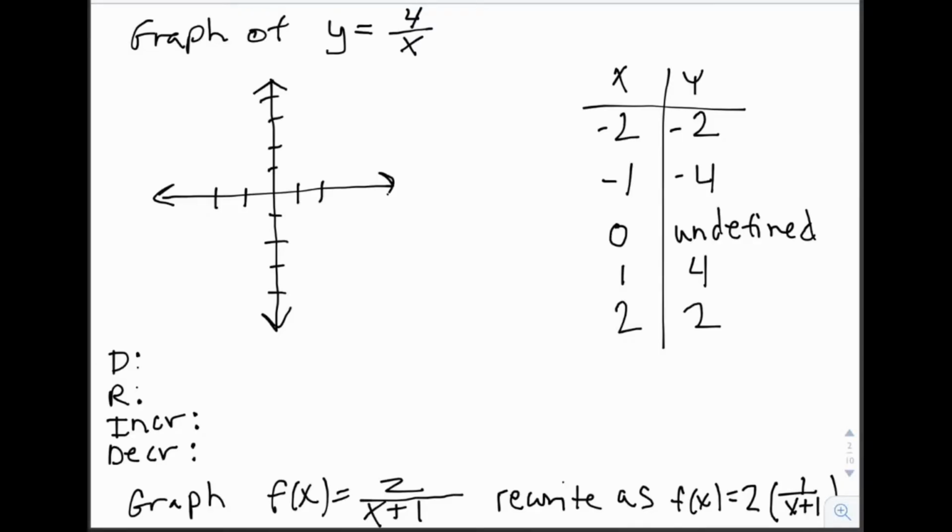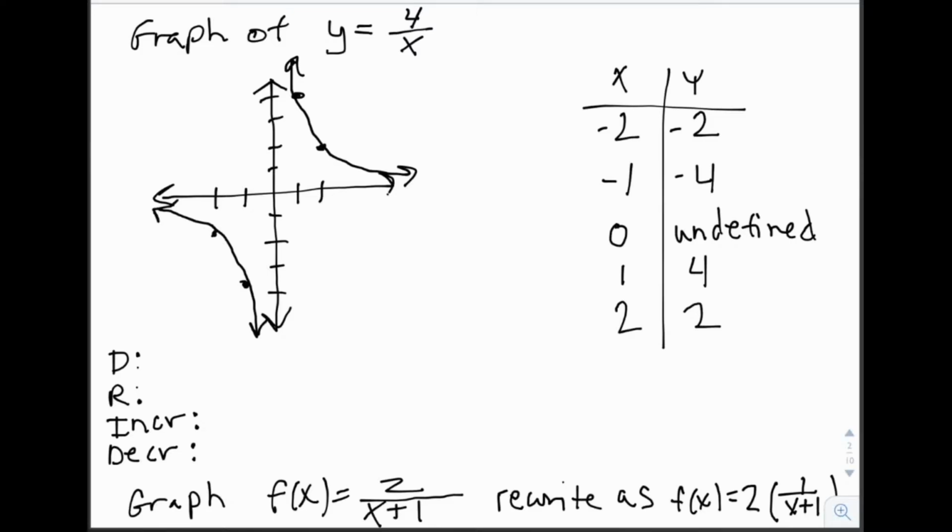So again, at 0 we are undefined, so let's go ahead and take care of our 1, 4 and -1, -4. So 1 and then 4, and then we have a -1 and then a -4. Additionally, we have a +2, +2, and then -2, -2. Okay, so connecting our dots, what do we get? Well, we get something that looks kind of like this. So this is what our rational function is going to look like.